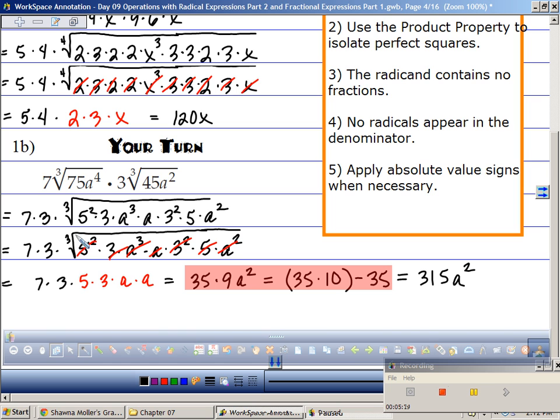You don't have to do it that way, right? How did everybody break down 75? 5 times 5 times 3, which is the same thing I did, right?